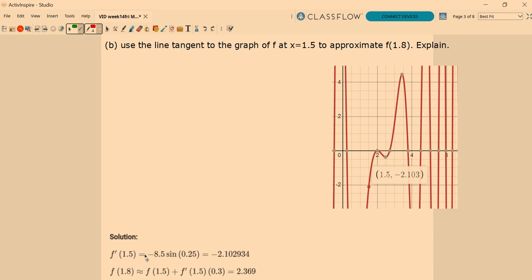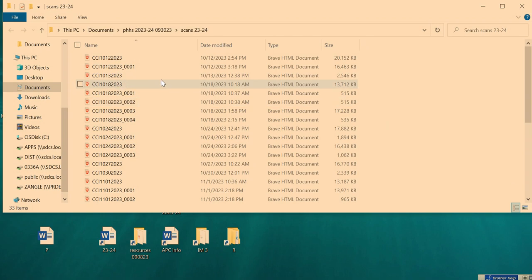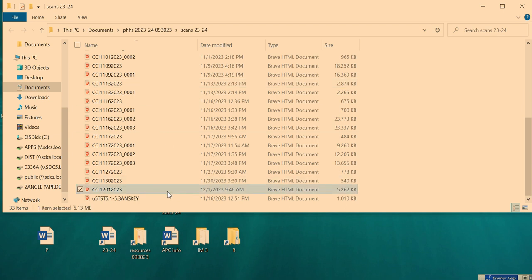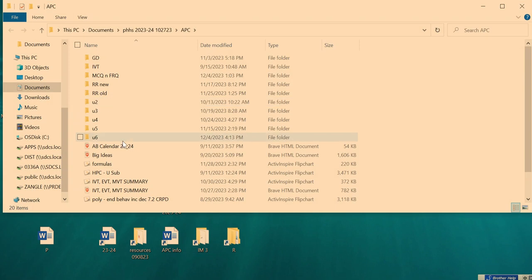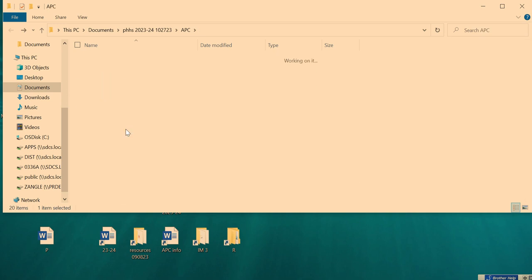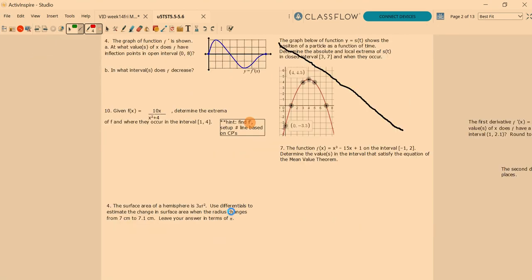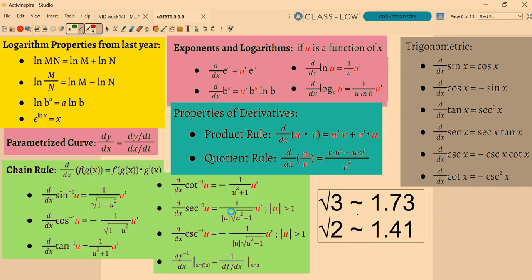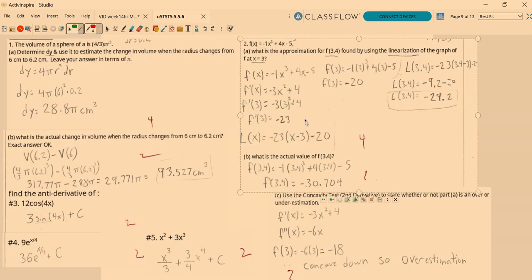Let me see if I can pull up a key. I think I can do this under scans, and I had a key. No, it wasn't that one. Oh, I know where it's at. I'm going to go to unit 5. And here we go, 5.5, 5.6. Let's pull up the key here. Yes, right here.